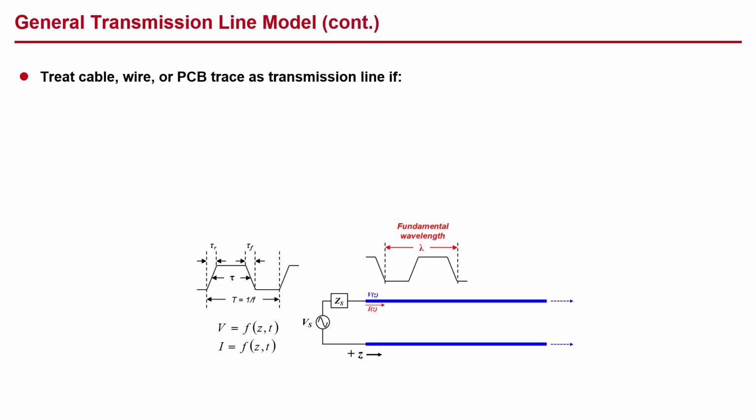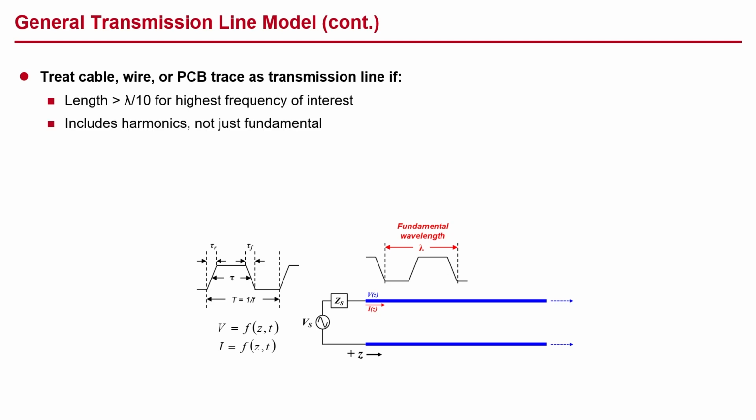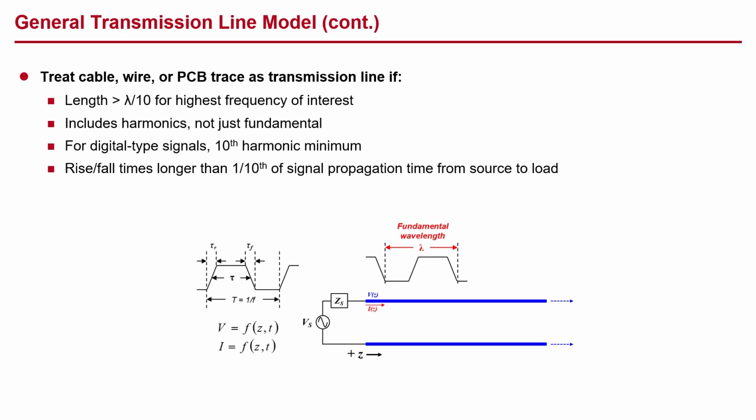Some rules of thumb: treat any circuit element, whether it be a cable, wire, or printed circuit board trace, as a transmission line if the length is greater than 1/10 of a wavelength for the highest frequency of interest. For anything other than a pure sinusoid, this includes harmonics, not just the fundamental. For digital data and clock signals, you should be thinking out to at least the 10th harmonic. It's really driven by the rise and fall times. If they are longer than 1/10 of the signal propagation time from the source end to the load end, then you need to treat your circuit element as a transmission line.